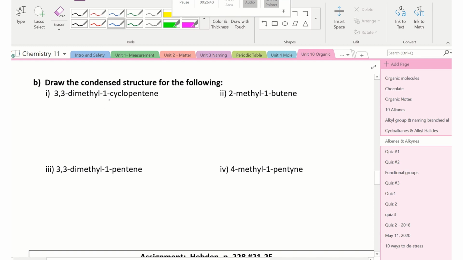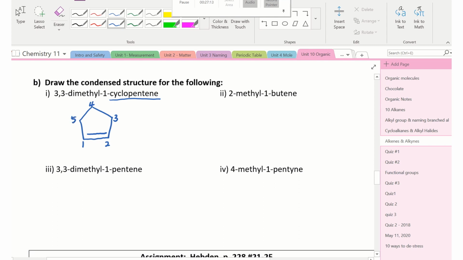So this one is cyclopentene. That means a 5-carbon ring. When you draw a 5-carbon ring, it's always considered as a 1-pentene. So you can draw the double bond anywhere you like. It doesn't have to be at this location. You could draw it on the bottom. It doesn't matter. So that means the 1-pentene in cyclopentene starts right here: 1, 2, 3, 4, and 5.